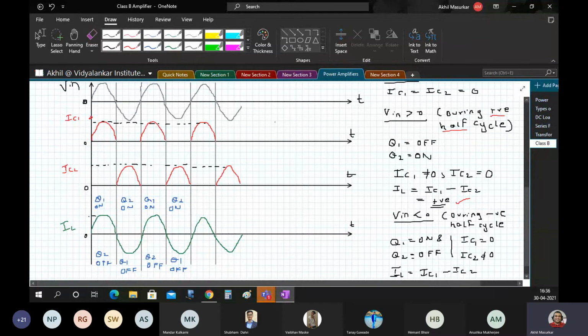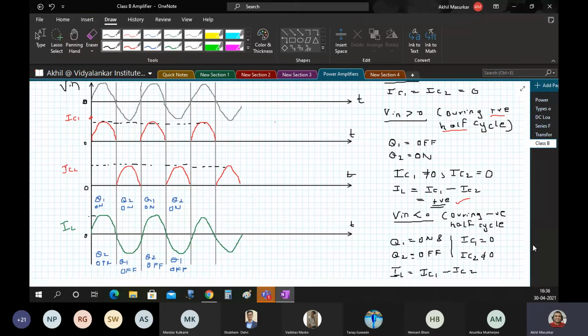Please draw this waveform. Once you are done, write done in the chat box.